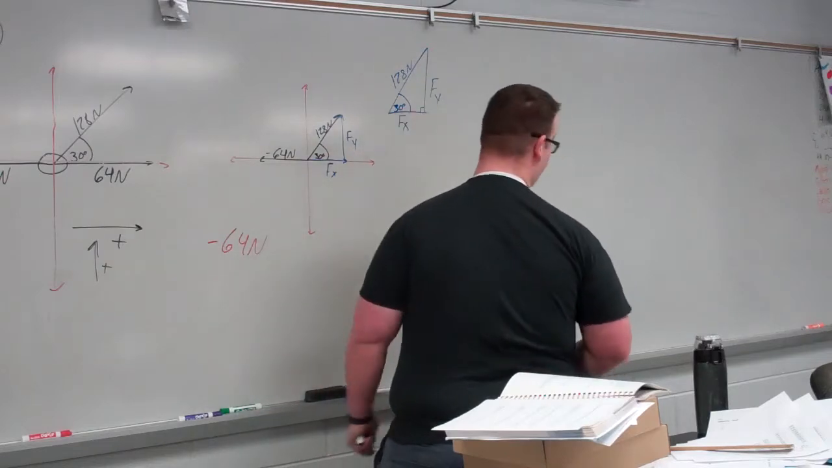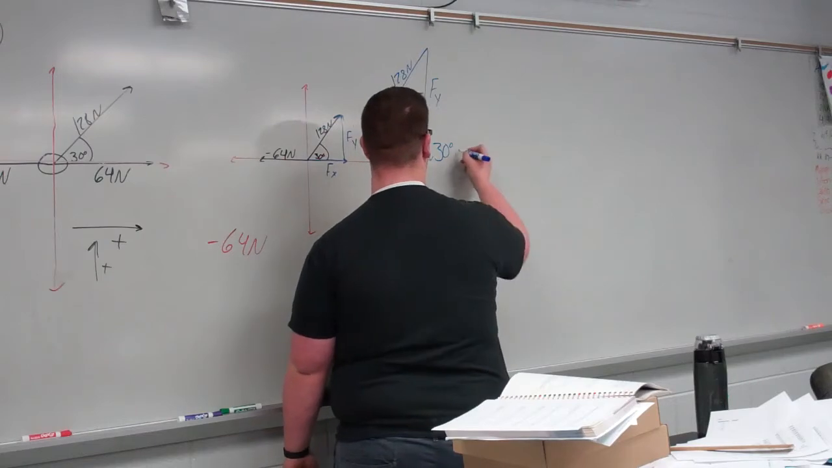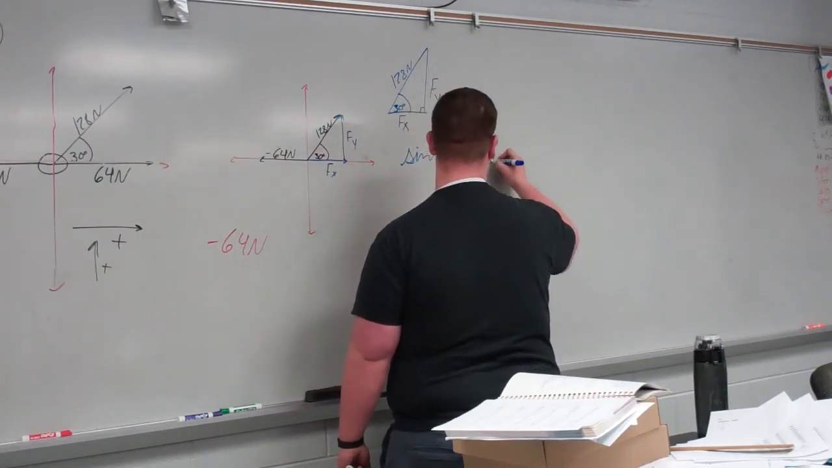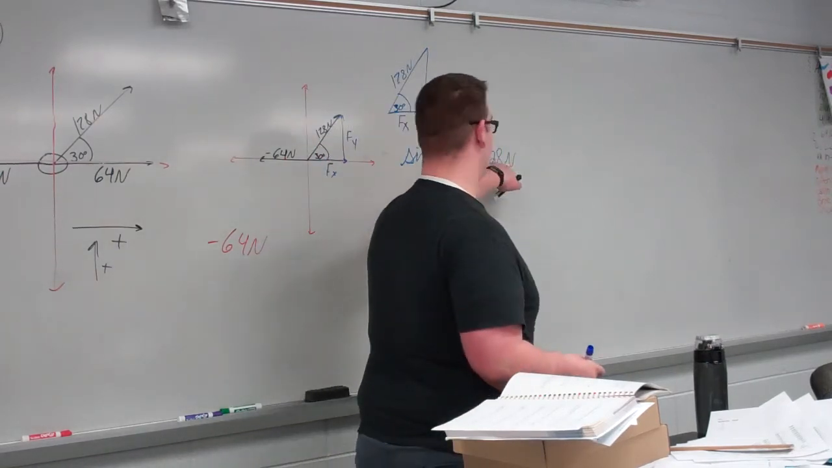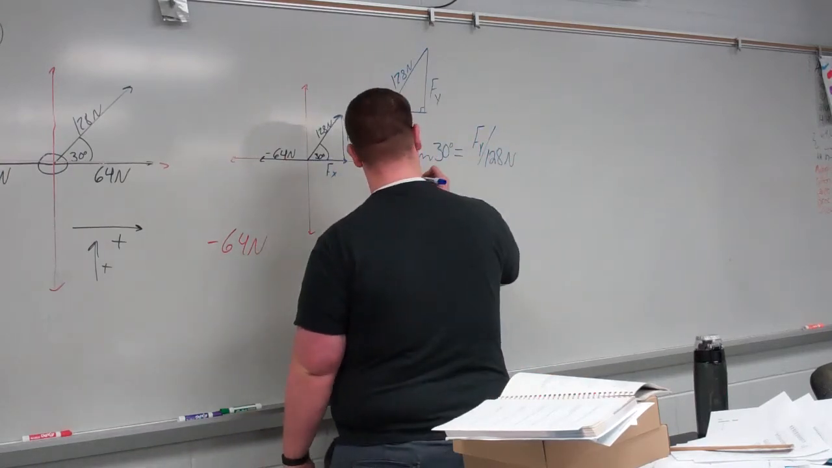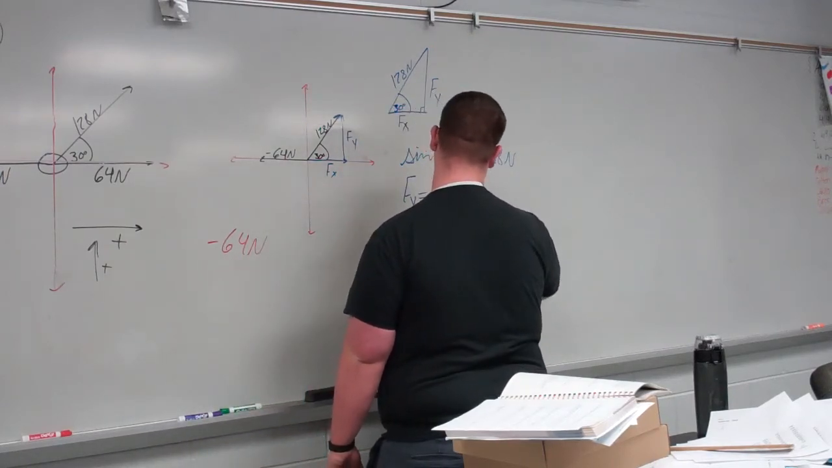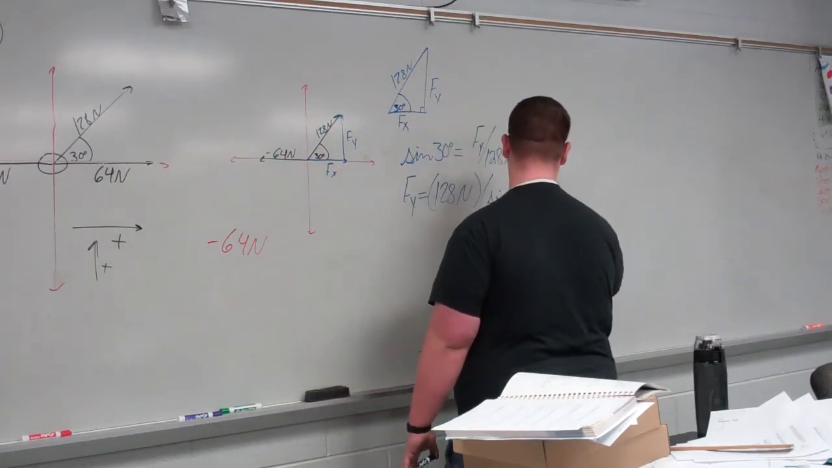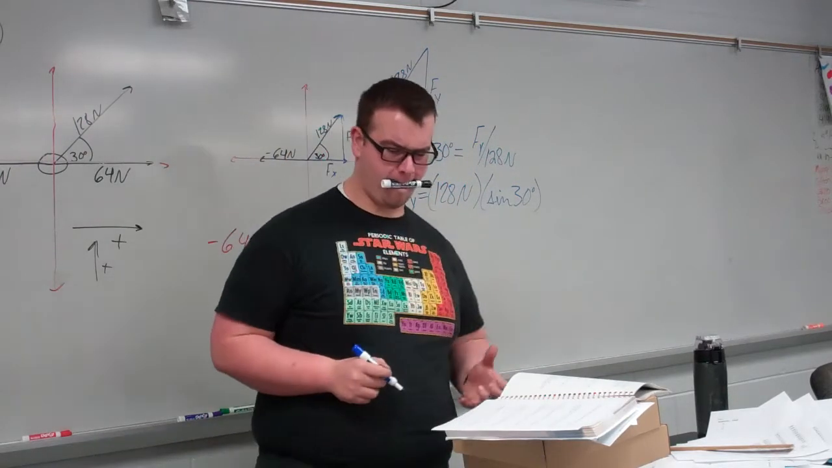So let's do the sine of 30 equals the force of sub y divided by 128 newtons. All I did is just, the sine is the opposite over the hypotenuse. That's all that is. Multiply by 128, so I'll find F sub y equals 128 newtons times the sine of 30 degrees.